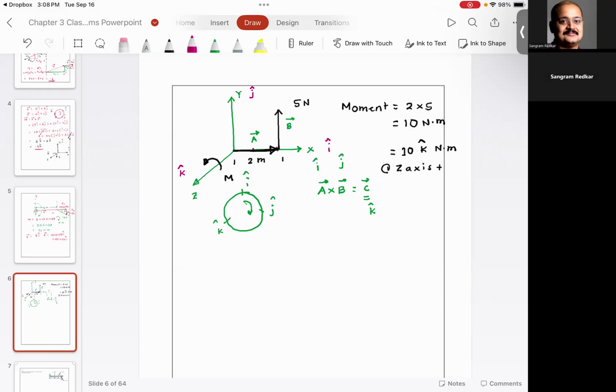So my radius vector, which is A, do you agree with me? It is 2I. Why is it 2I? Because you are going towards the positive x-axis, so 2I. My force vector is going towards J, and that is going to be 5J. You agree with me? So my moment is equal to R cross F. So R is 2I cross with 5J. This is going to be 10 in the parentheses, I cross J, and what do I get when I do I cross J?